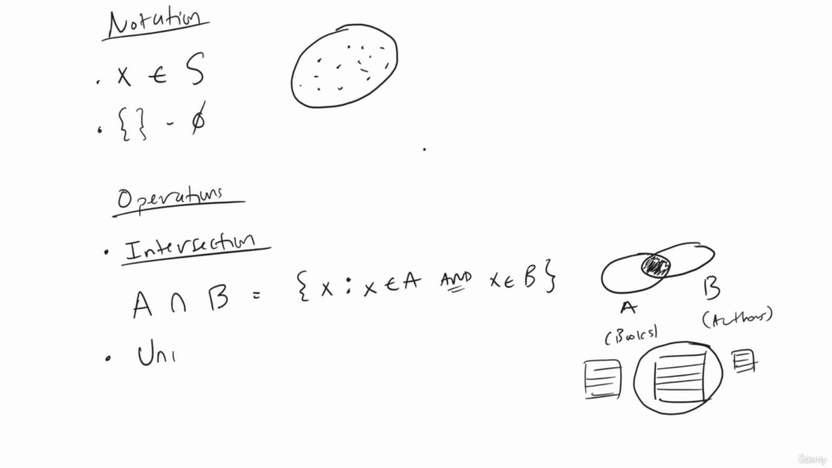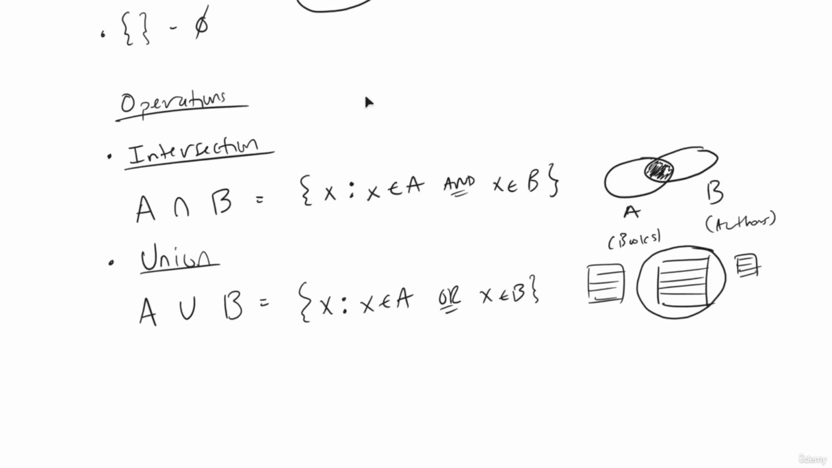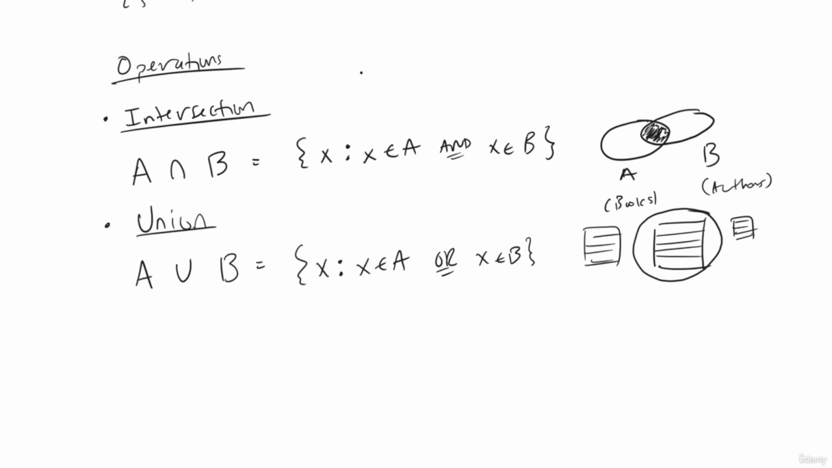The union, this is used quite a bit as well. If I have a data set A, and we union it with B, this is going to be equal to, we can write it more formally like this, any X such that X is a member of A, or, it's a lot more inclusive, or X is a member of B. And that's the union.